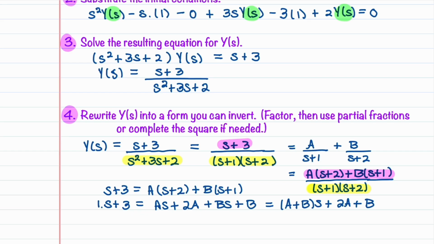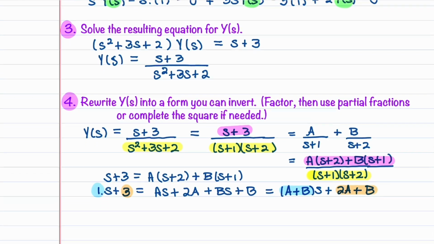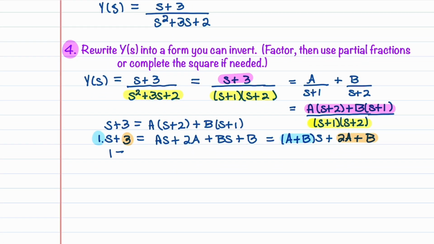To solve this equation, we're going to set 1 equal to a plus b, and then we're going to set 3 equal to 2a plus b. We have 1 equals a plus b, and then 3 equals 2a plus b. So we have a system of 2 equations and 2 unknowns. There's a lot of ways we can solve this.